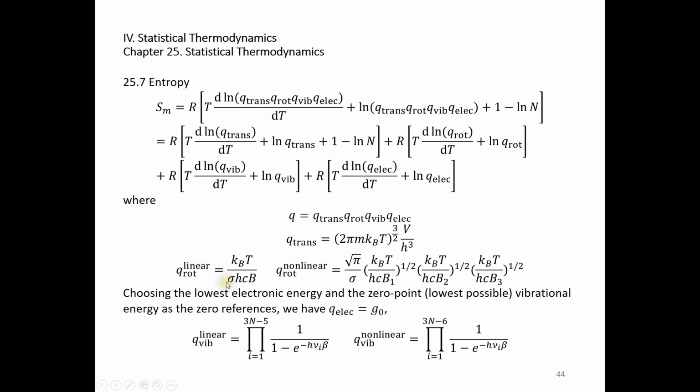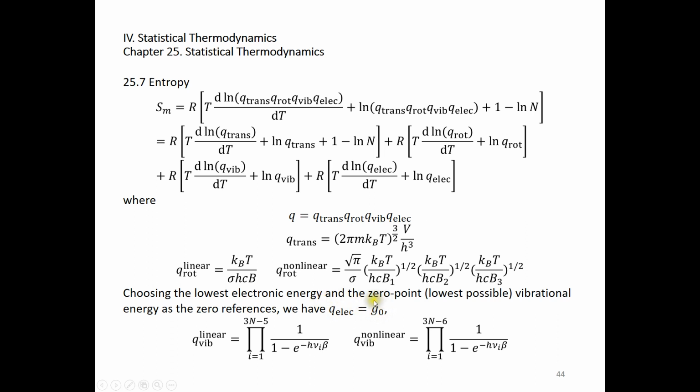For linear molecules, the rotational partition function is kBT over sigma h c B. Sigma is the symmetry factor, B is the rotational constant. For nonlinear molecules, the rotational partition function is the square root of pi over sigma times the square root of kBT over h c B1, the square root of kBT over h c B2, the square root of kBT over h c B3. If we choose the lowest electronic energy as the zero reference, the electronic partition function is just g0, the spin multiplicity of the ground electronic state.